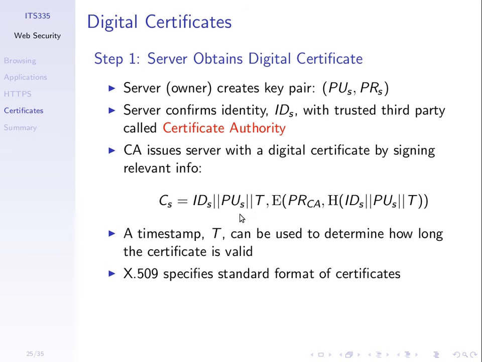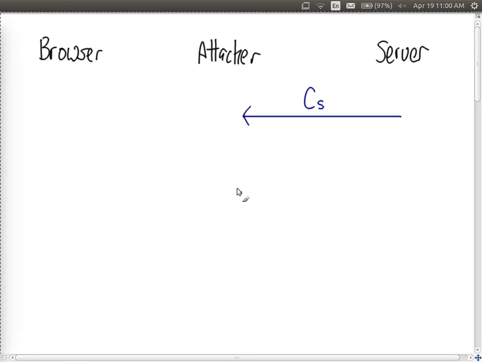Looking closer at the certificate, CS, this is what the attacker receives. The attacker can see the identity, it's not encrypted. They can see the public key of the server, the timestamp. So nothing is encrypted here for confidentiality. The attacker can see the contents, except it's signed using the private key of the authority. So let's try and modify something. In particular, we'll modify the public key and send a modified certificate onto the browser.